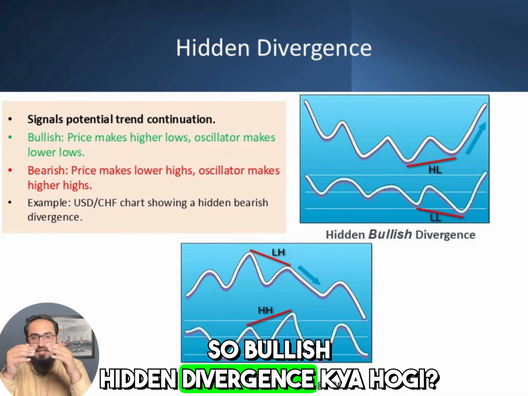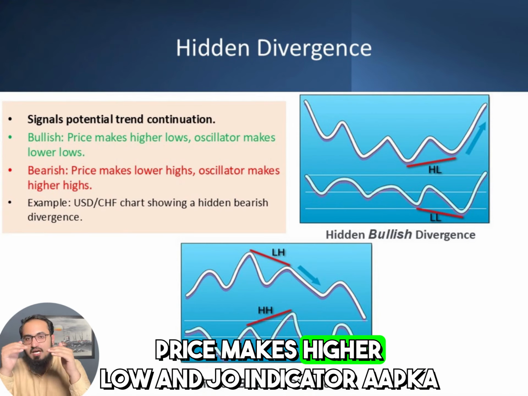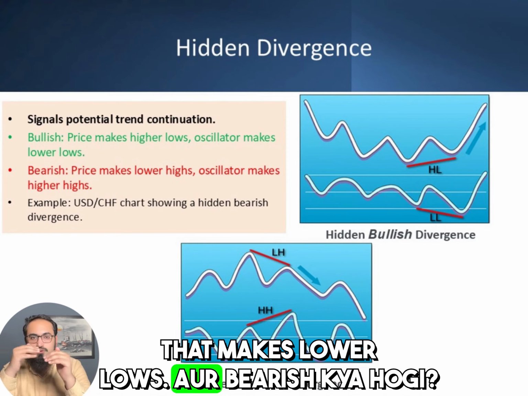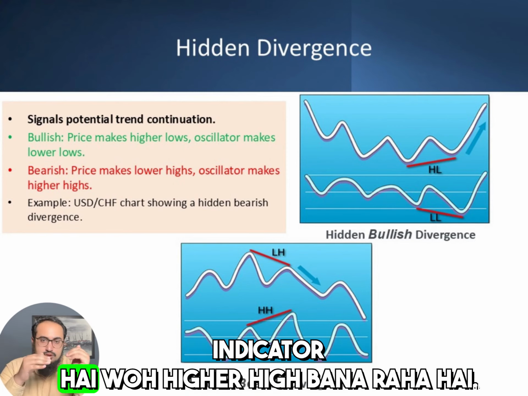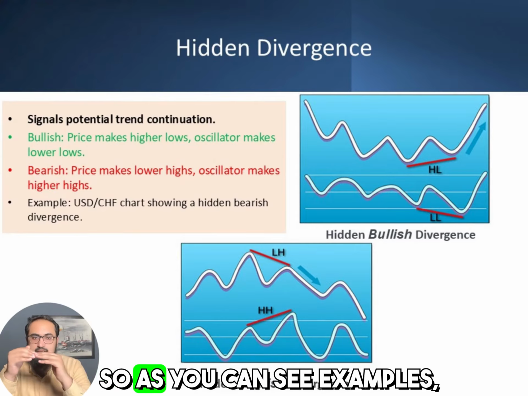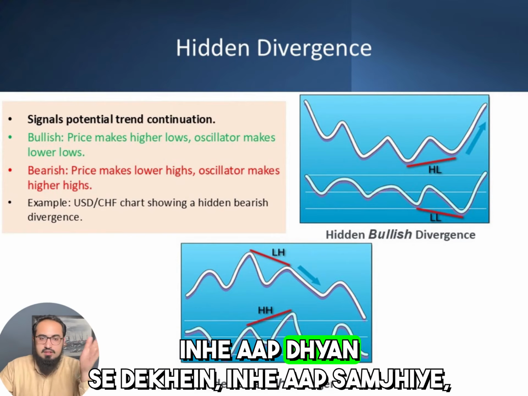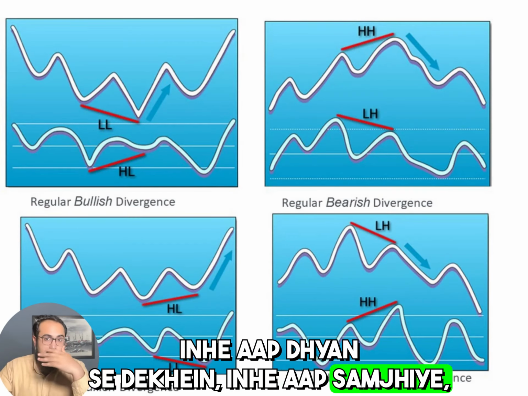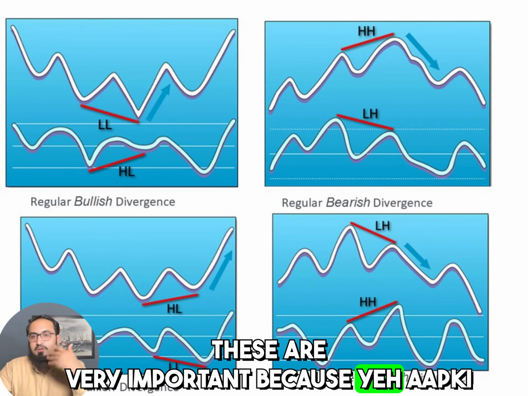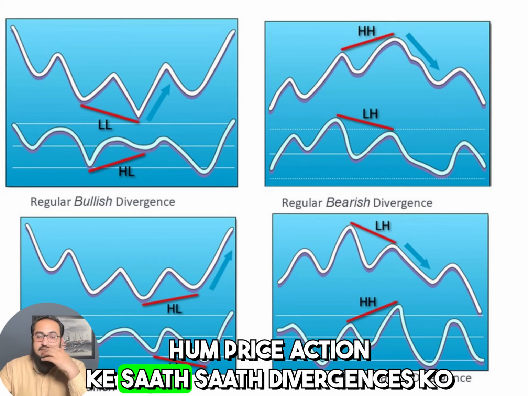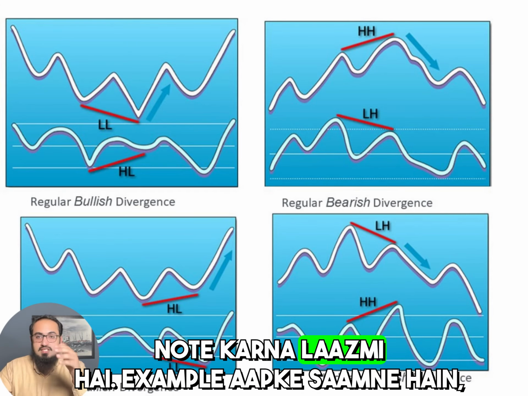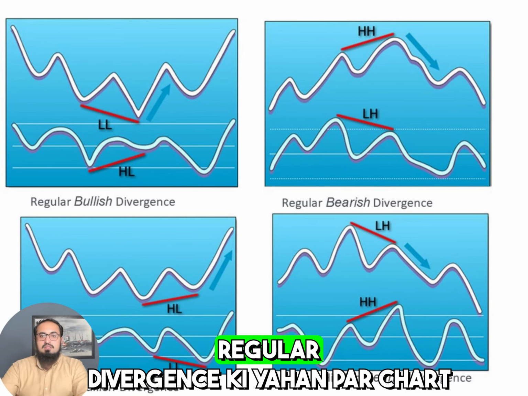So what will be a bearish hidden divergence? The price makes a lower high, and the indicator is making a higher high. So you can see examples, look at them carefully, understand them. These are very important because they make your life much easier. It is essential to know divergence along with price action. An example is in front of you.